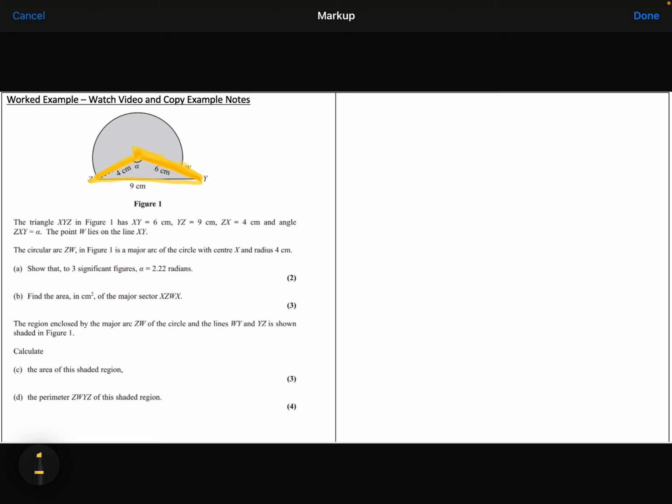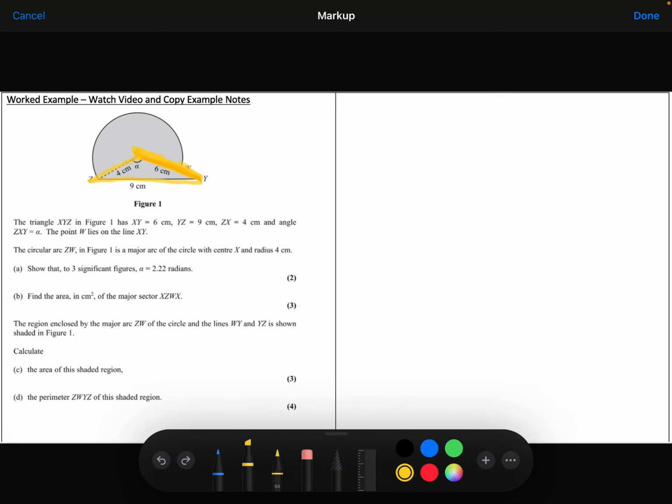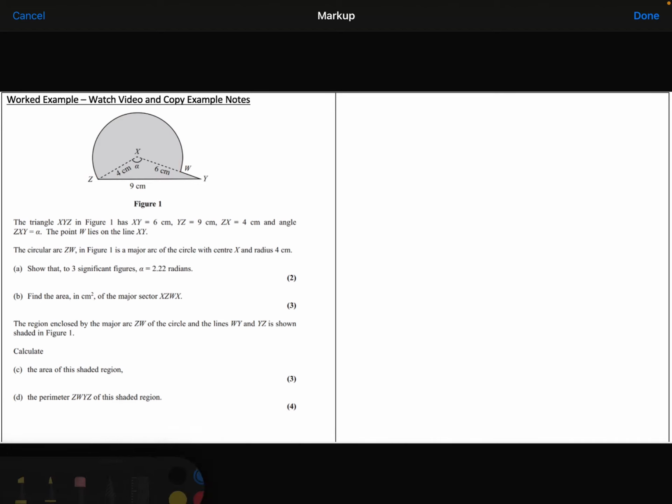We're told that the point W lies on the line XY. The circular arc ZW is a major arc of the circle with centre X and radius 4. Show that, to 3 significant figures, alpha is 2.22 radians.